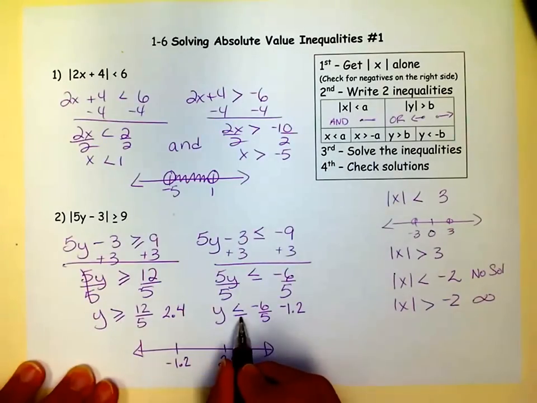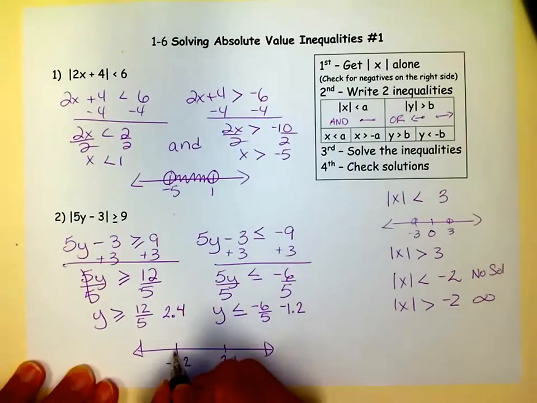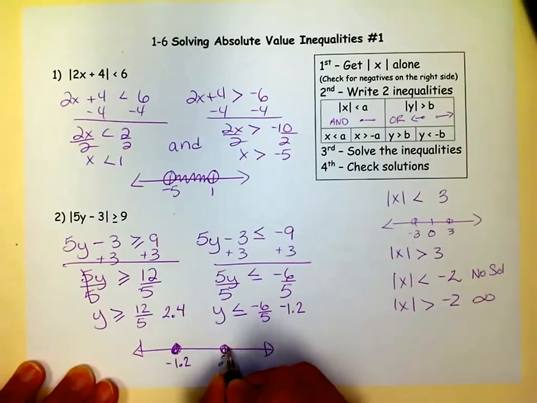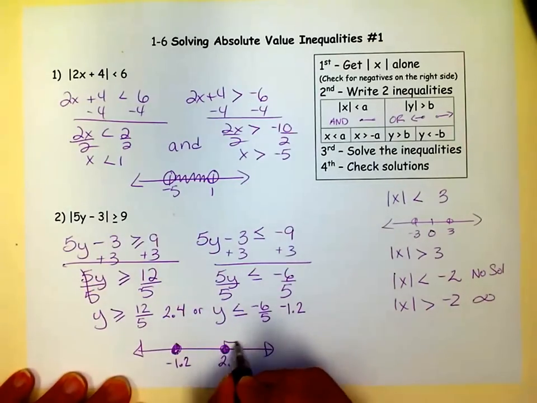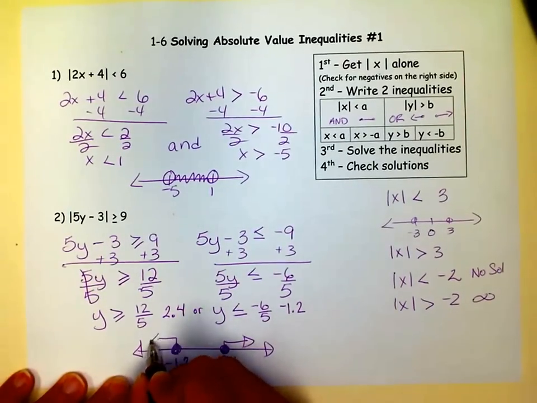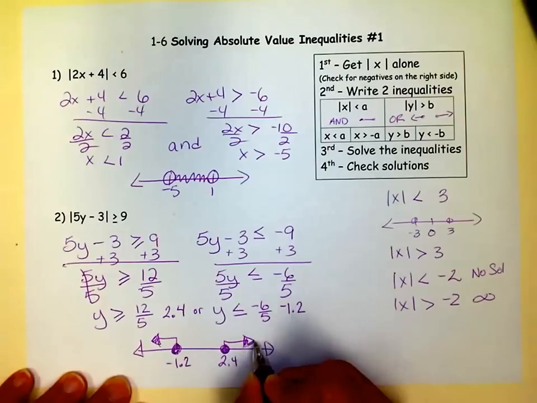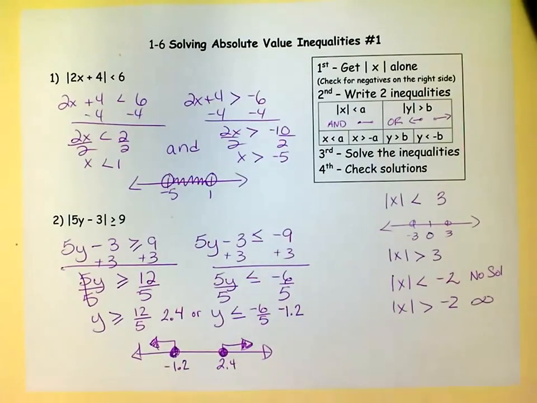Closed circles, because it's included, that line means that it's including these numbers. And we know from the beginning, because it was a greater than, that this is an or, so we know we're going out like that. And that is how to solve some absolute value inequalities.